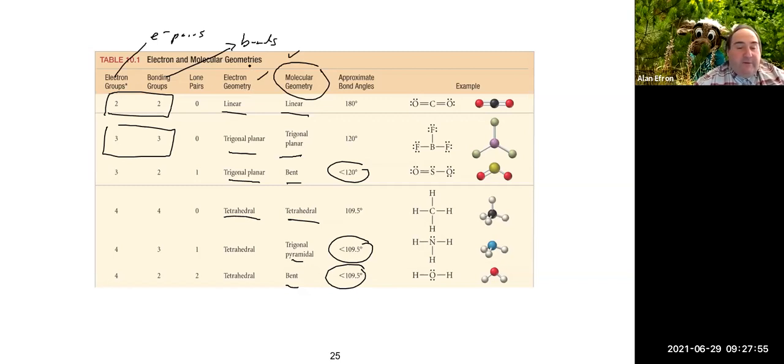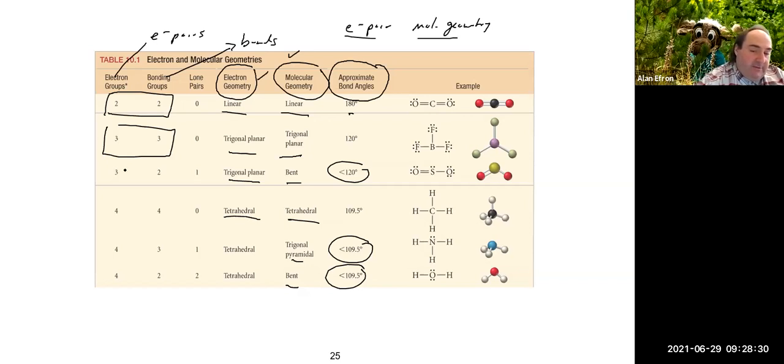You are responsible for the electron geometry name, or electron pair name, and the molecular geometry name. So you do need to know both the electron pair name and the molecular geometry name. And again, obviously electron geometry is the same thing. Bond angle, you should be familiar with bond angle. I'll be honest with you, I don't know if I'll ask you the bond angle, but you should be familiar with it. Maybe I'll ask it as an extra credit type question, but definitely you need to know the electron geometry and molecular geometry.